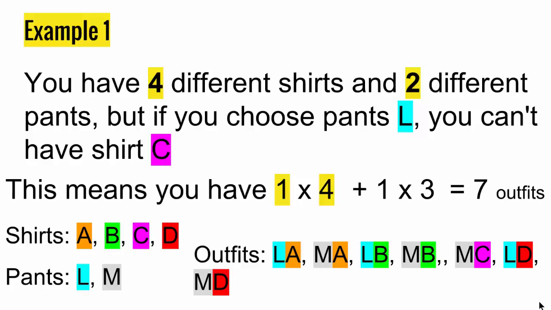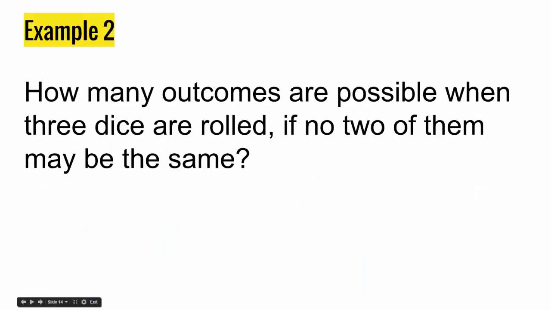Let me give you another example. Let's say we have this example. How many outcomes are possible when 3 dice are rolled if no 2 of them may be the same? So we have this, and here as you can see we have a dependency. If we have, let's say, a die that is 3, and we get another one that is 3, it cannot happen. So we have 3, we have to get 4 or 5 or 6. So no 2 of them have to be the same. So how can we count the number of ways we can get 3 dice to roll if no 2 of them may be the same? Are we just going to say it is 6 times 6 times 6, or is it something else?